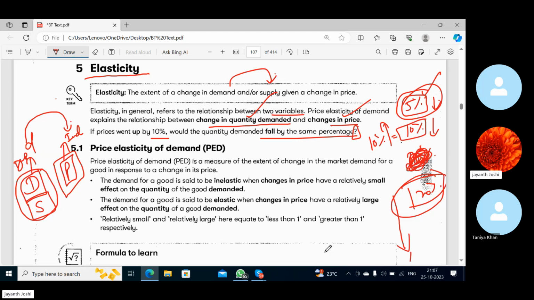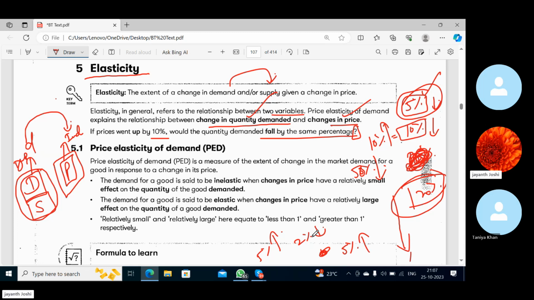That means the price is changing by just, let's say, 5%, and demand is falling by 50%. A 5% increase in price leads to a 50% decrease in demand. Highly elastic. A 5% increment in price leading to just a 2% decrease in demand is highly inelastic. That means there is very negligible change. The price has increased, but the demand has decreased very little.